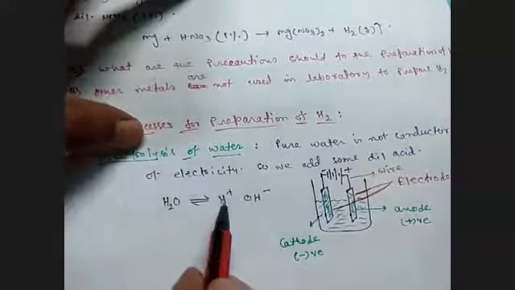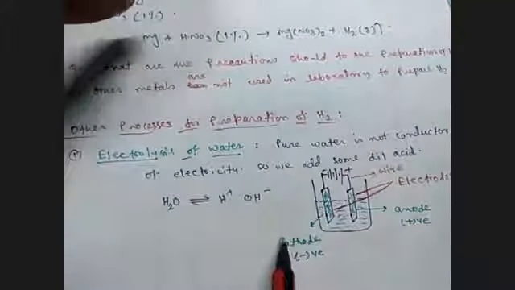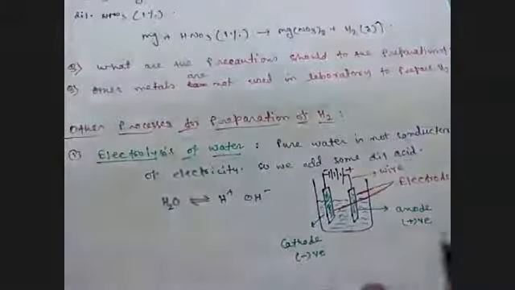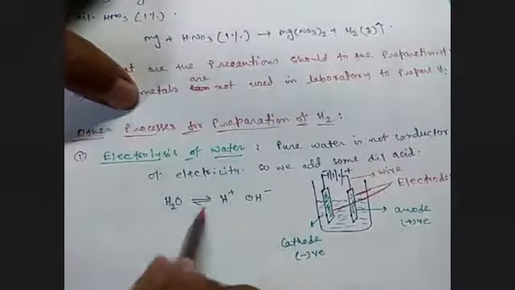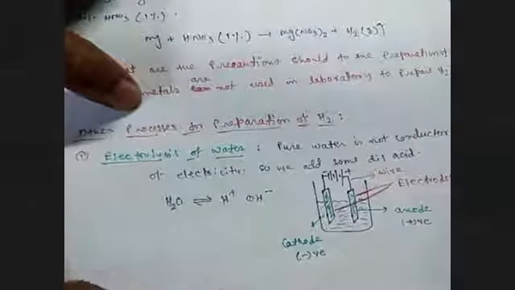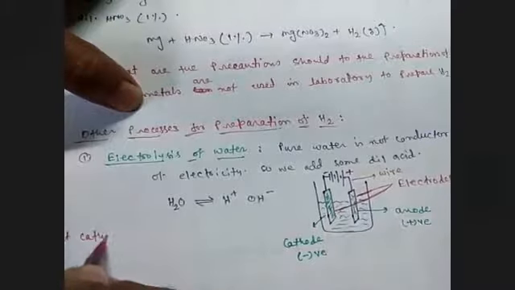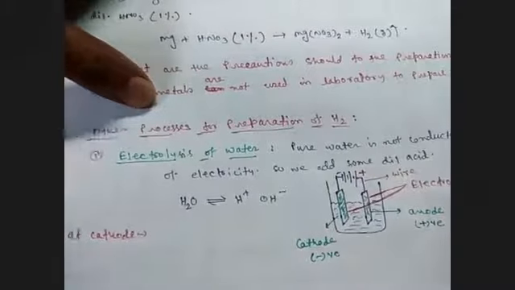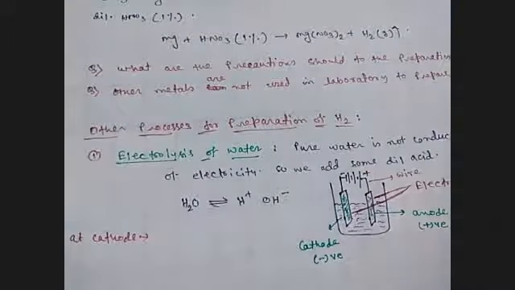Look at here, H plus cation, OH minus anion. Cation goes to cathode, OH minus goes to anode. Remember this, okay? So when H plus comes to cathode, then what happened at cathode? Clear? Everybody, this is clear to you, that why H plus goes to cathode? Yes, sir.